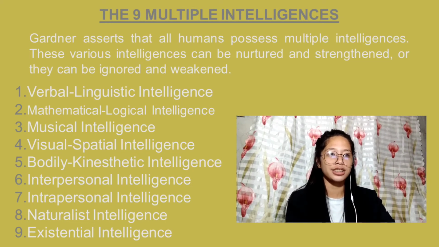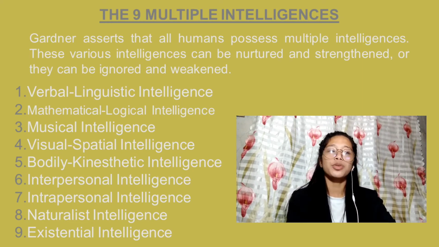Existential intelligence. The sensitivity and capacity to tackle deep questions about human existence, such as the meaning of life, why we die, and how we got here. While all people possess some level of each intelligence, most will experience more dominant intelligences that impact the way they learn and interact with the world around them.